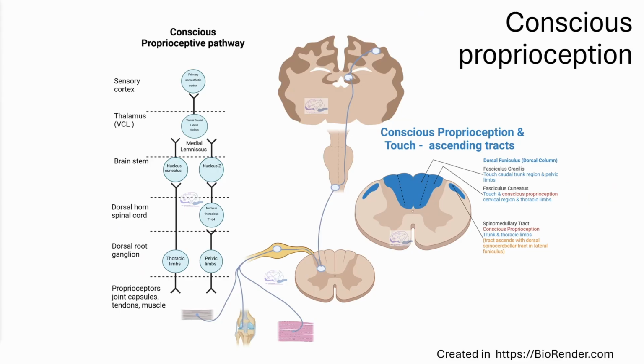So the anatomy of conscious proprioception is illustrated here. So we have the receptors. They go through the dorsal nerve root ganglion then into the dorsal horn, at a variable position for the pelvic limbs. This is in the T1 to L4 region.